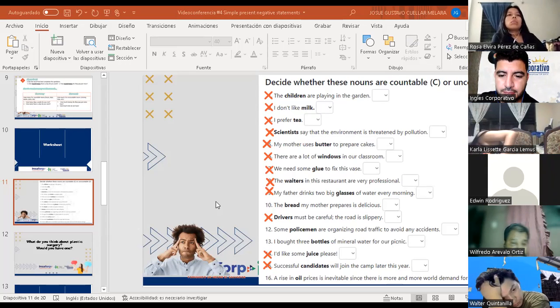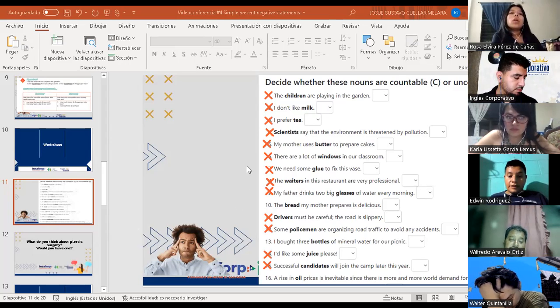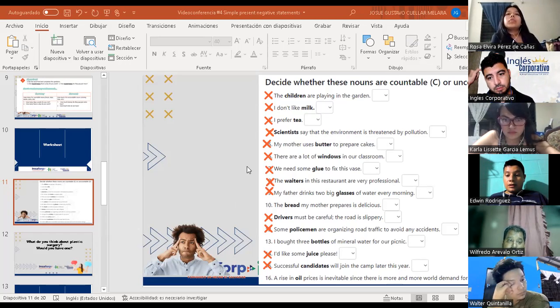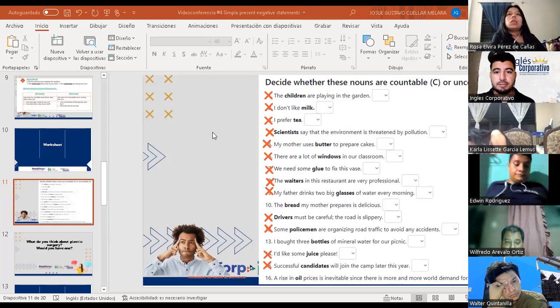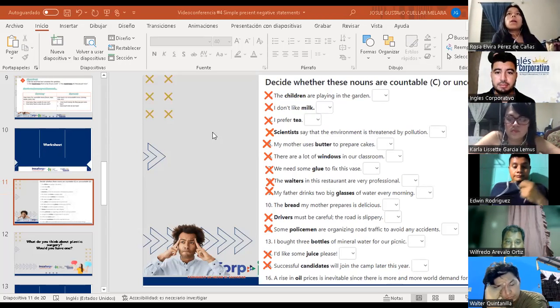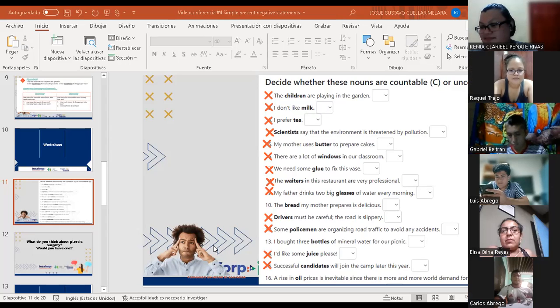Okay. Number 12. Okay, go. Some policemen are organizing road traffic to avoid any accident. Okay. Countable or uncountable? Edwin, countable or uncountable? Countable. Okay, countable. Okay, what about Carlos, please? Then Elisa.